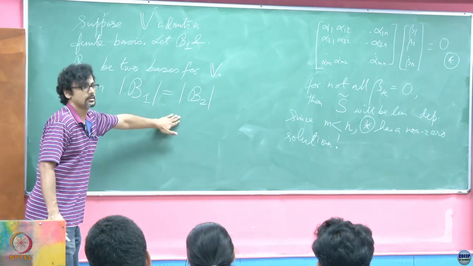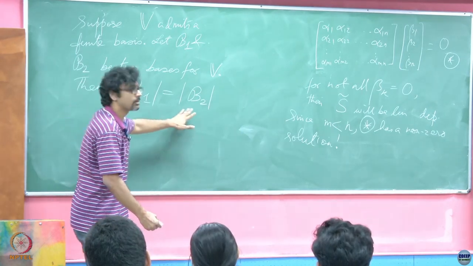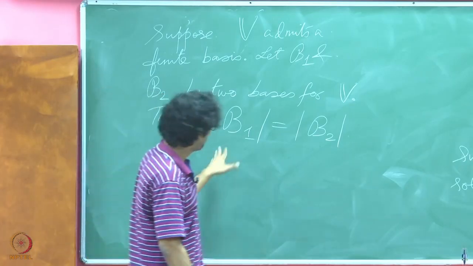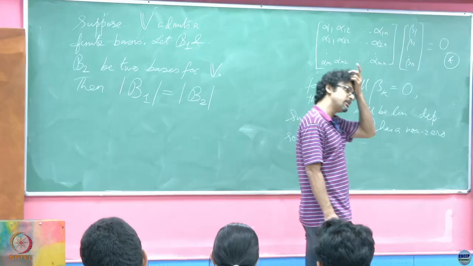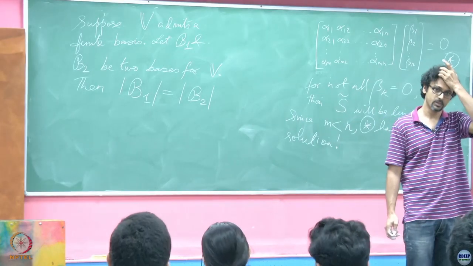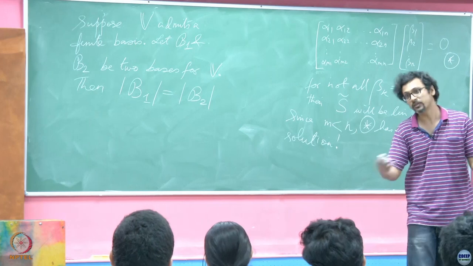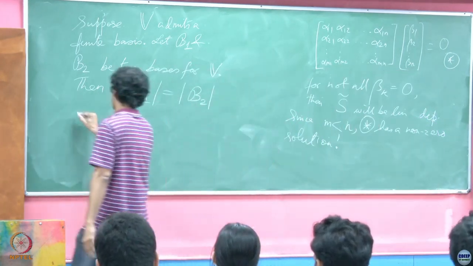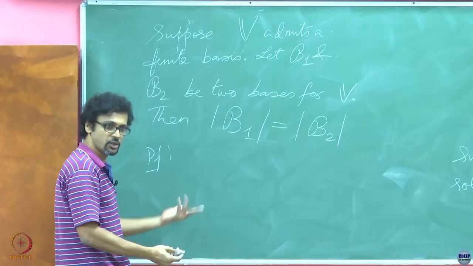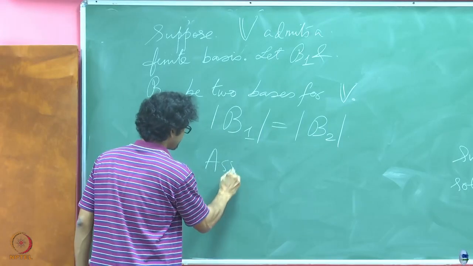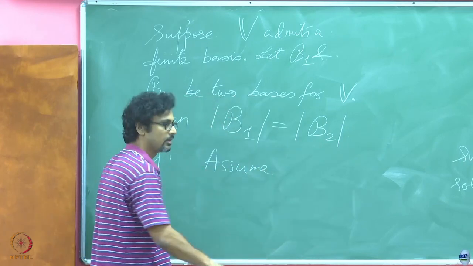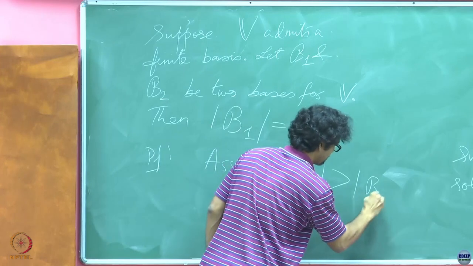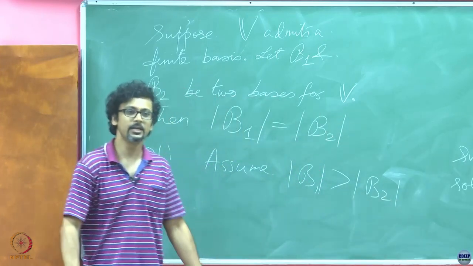I will not write this out in detail, but I will argue. Please do feel free to ask if you have doubts about the line of reasoning. What is it that's being said here? Both B1 and B2 are bases. So both of them are generating sets, and both of them are linearly independent. A sketch of the proof would be: assume the contrary, and you can flip the argument the other way. Assume that this is what holds, and immediately the contradiction is evident.